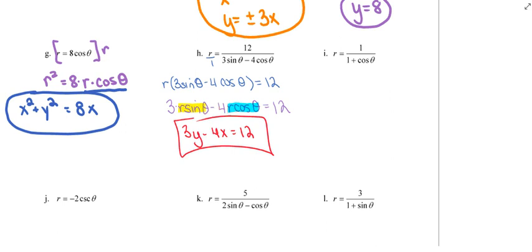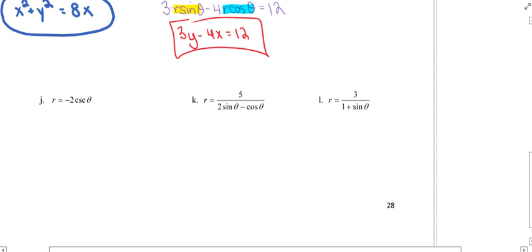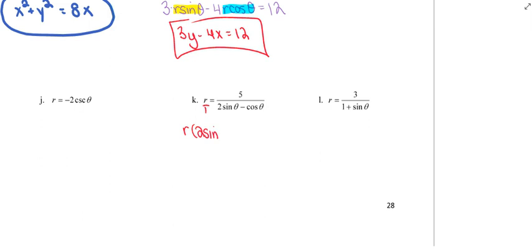All right, letter K is going to be a lot like that one, so I think I'm going to tackle letter K next. Again, I'm going to put that r over 1 and cross multiply. Once I cross multiply, I'm going to go ahead and distribute. And now that I've distributed, I can replace r sine theta with y, r cosine theta with x. So 2y minus x equals 5.